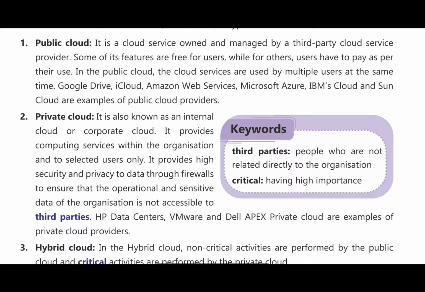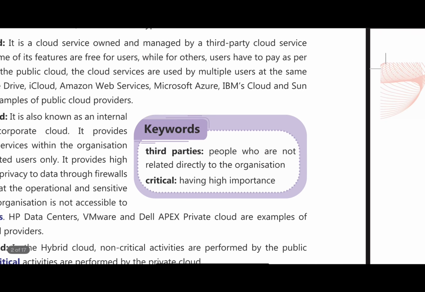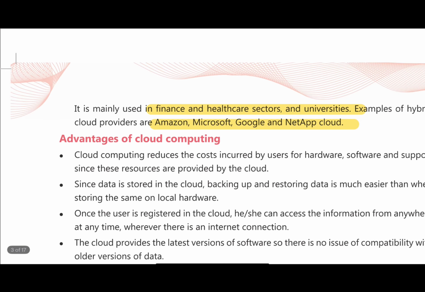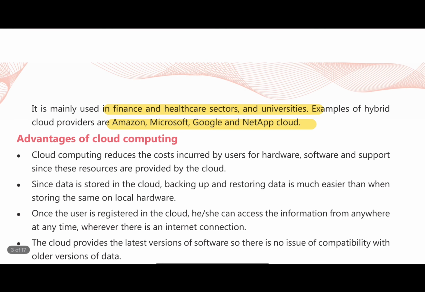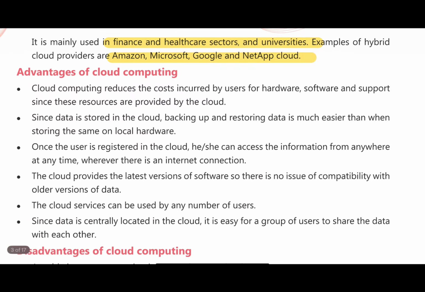And hybrid is based on our condition. Correct? If there is critical data, then we will use hybrid service. If there is not, then we can go for public one. Who uses this hybrid? Finance companies, healthcare sectors and universities. What are the examples of hybrid cloud providers? Amazon, Microsoft, Google and NetApp Cloud.